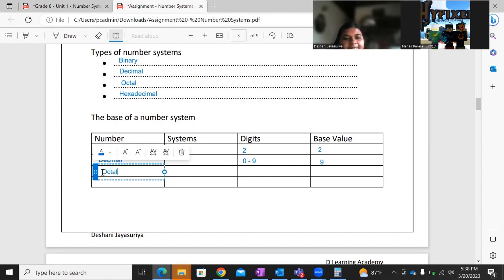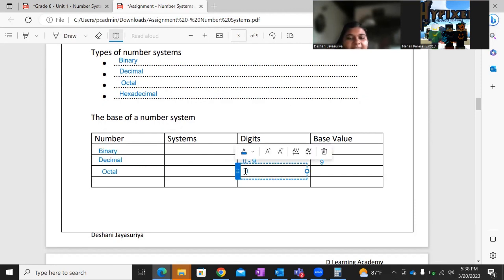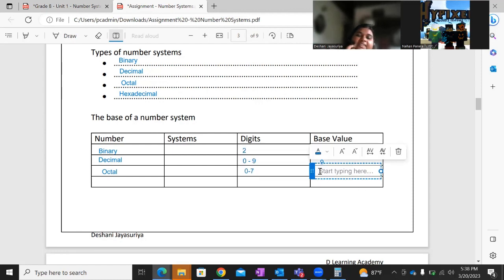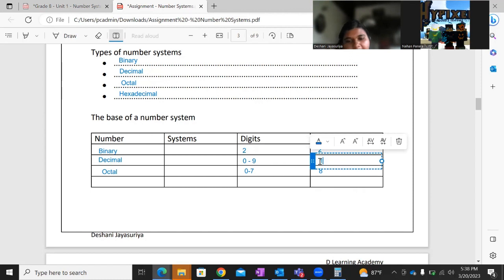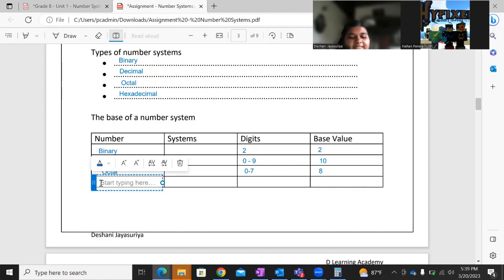Then for octal, we can get any digit from 0 to 7. There are 8 characters, because we are starting with 0. The next base value is 8. Last is hexadecimal.